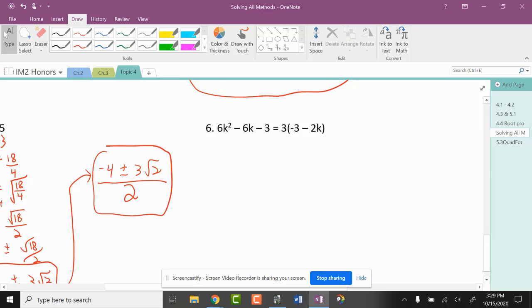Then last but not least, yikes, I got parentheses. What's this garbage? Distribute. That equals -9 minus 6k. No matter what method you use, now this isn't the square root method, if you tried to factor or use the quadratic formula, you must get it equal to 0. That's 6. Add 6k. Oh, well, look at this.